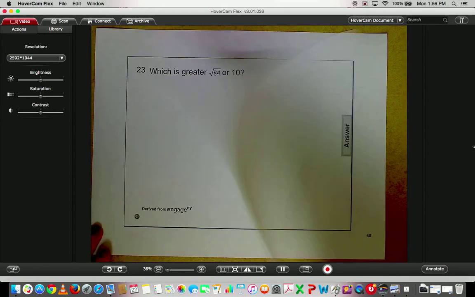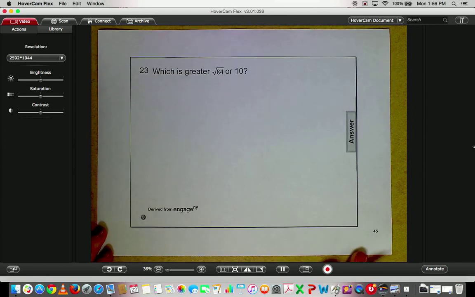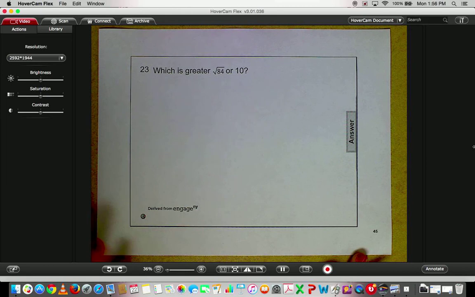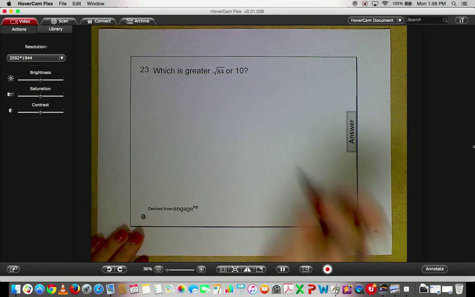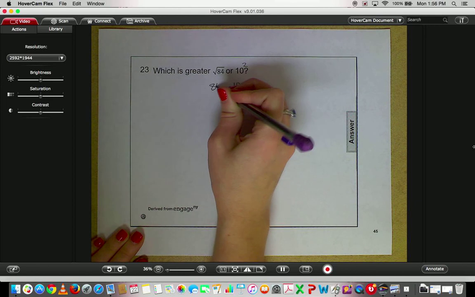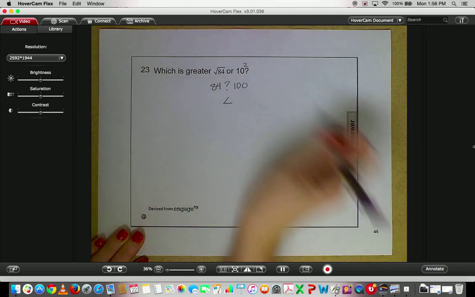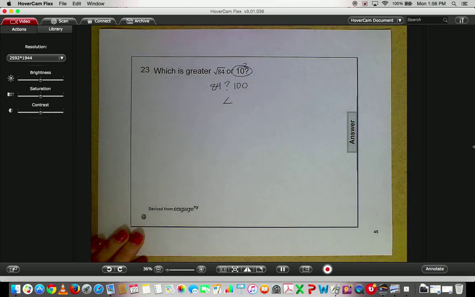Alright, so let's try the last one without writing down our two separate ways. Okay, I'm not going to write out all the steps. We're just going to talk about it. If 10 squared is 100, is 84 less than or greater than 100? Obviously, it's less than. So then 10 here would be greater.